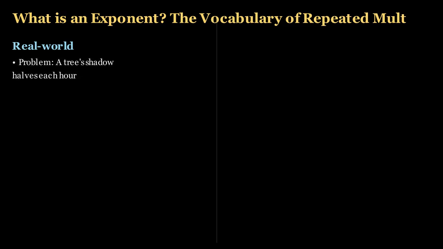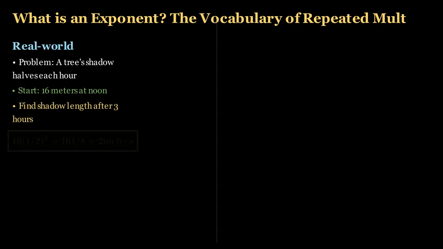Notice the base here is a fraction, but the exponent rule works exactly the same. The exponent just counts how many times we multiply by that fraction. This same method solves any repeated halving, doubling, or scaling problem. Just identify the starting value, the multiplier, and the number of steps.